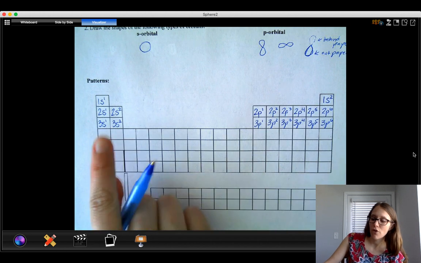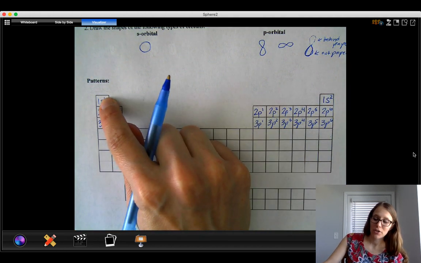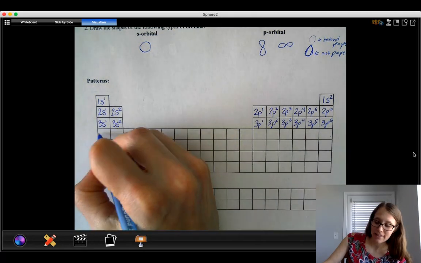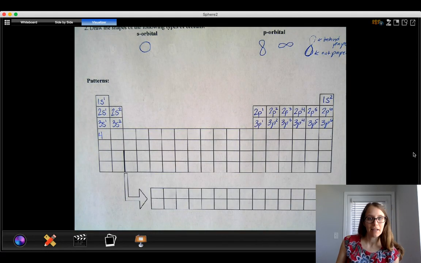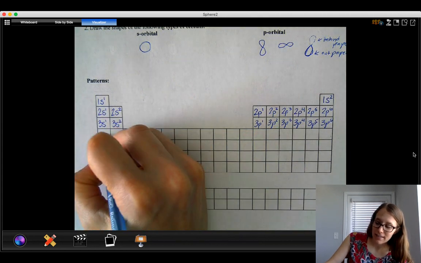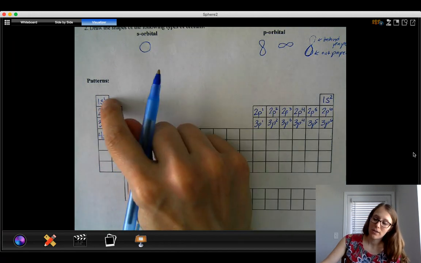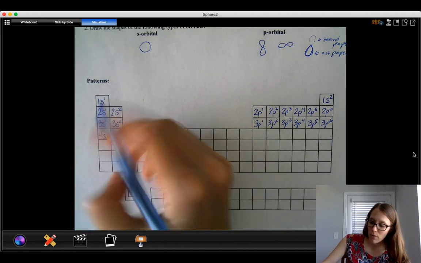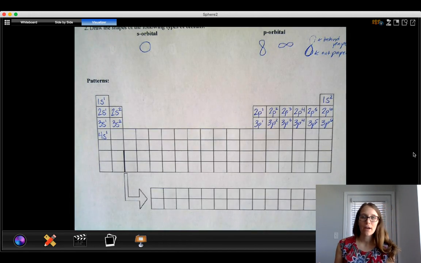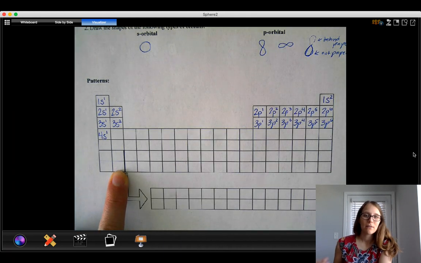Okay. So if I asked you to guess what this box would be based on our patterns, you might see 1, 2, 3 and guess that the next one would be a 4. That's correct. And then you might notice that all of these are S's and guess that this is an S. And then for the exponent part, you might notice that everything in this row has an exponent of 1 and guess that that would be 4s1. And that's correct.